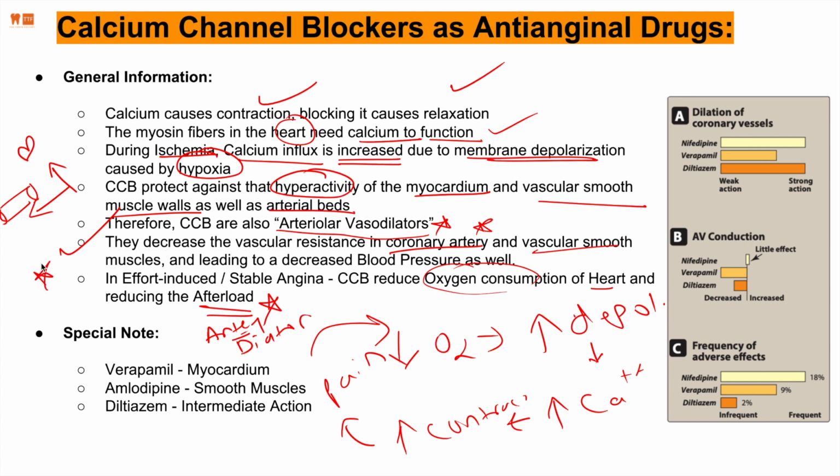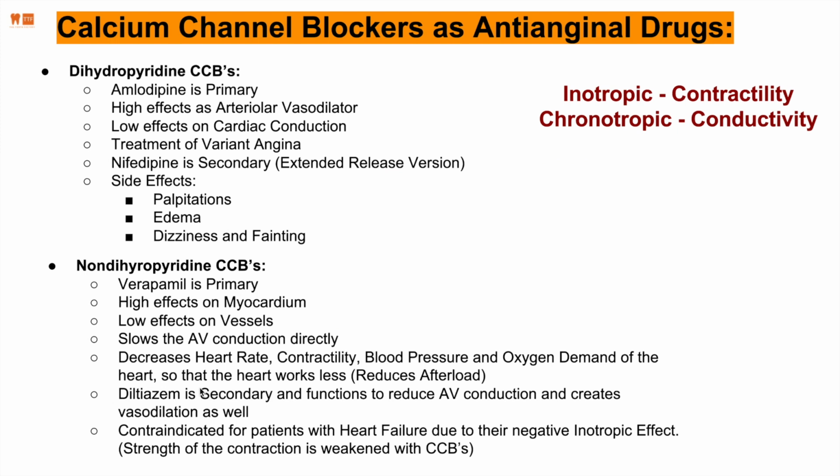So all of the notes that we just talked about, the pointers I write down, please do write them down, because they formulate a nice flow chart, a story to help us. A special note to remember: verapamil is on the heart. Amlodipine is on the vascular smooth muscles. Diltiazem is intermediate, which means it acts on both heart and smooth muscle. Just a side note.